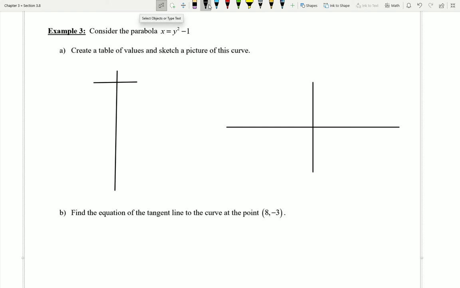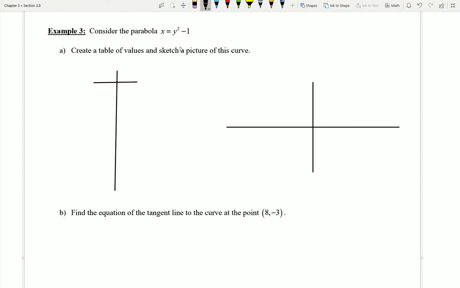Now let's turn our attention here to example number 3. This is going to be a problem that's very, very similar to what we did in example number 2. We're going to be asked here at the start to consider the parabola x equals y squared minus 1. Now, first off, this is an immediately kind of awkward equation because it's x equals as opposed to y equals.